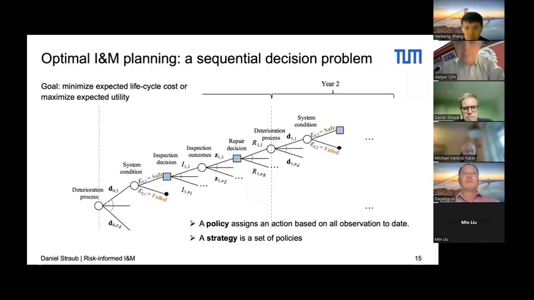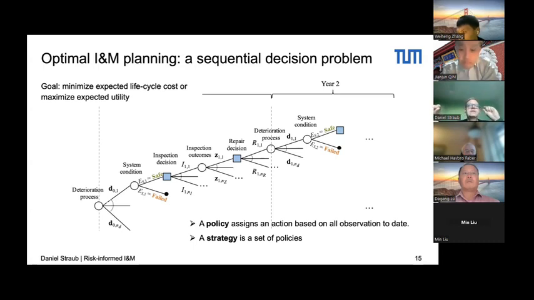Okay, so now we go back to our decision tree and we look at the decisions that have to be taken. Now, we're interested to introduce these terms here. At every point where we do a decision, this decision can be described by a policy. Now, a policy is just a kind of a decision rule that says, based on what you have observed, we will do this.